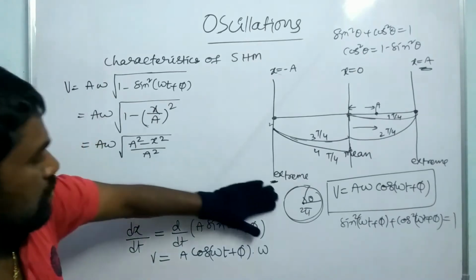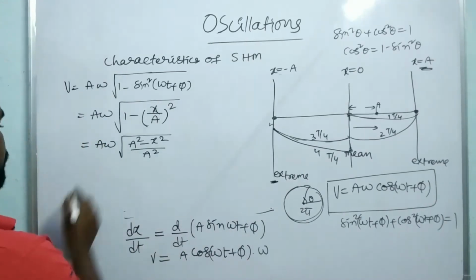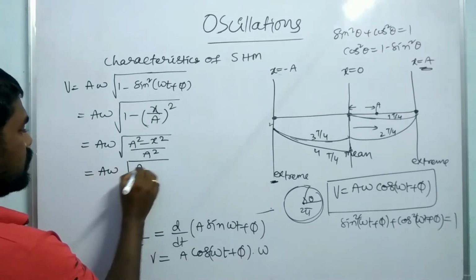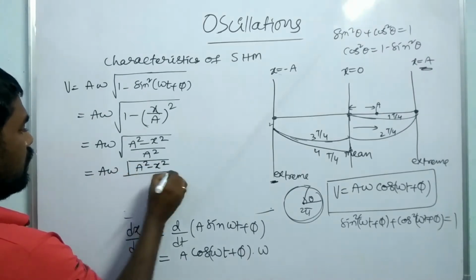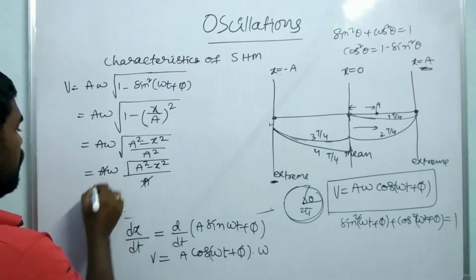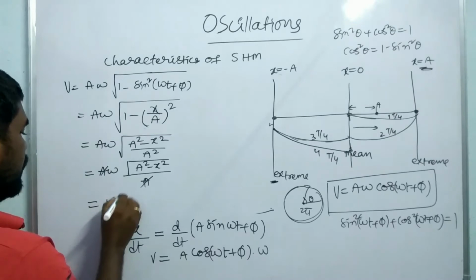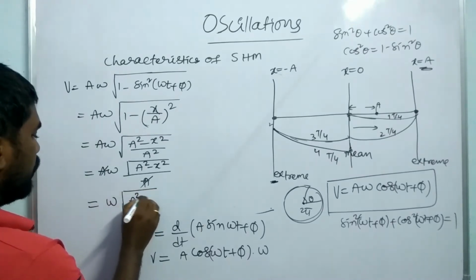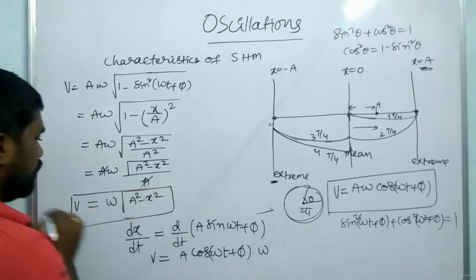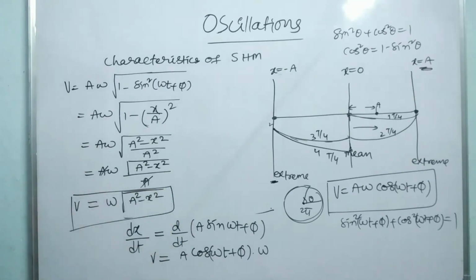So then what is the remaining value here? Here, a omega under root of a square minus x square by a, because square and root will be cancelled out, a and a will be cancelled out. Here omega into under root of a square minus x square. So this is the velocity of the particle in a SHM. Very important. Velocity of the particle in a SHM.